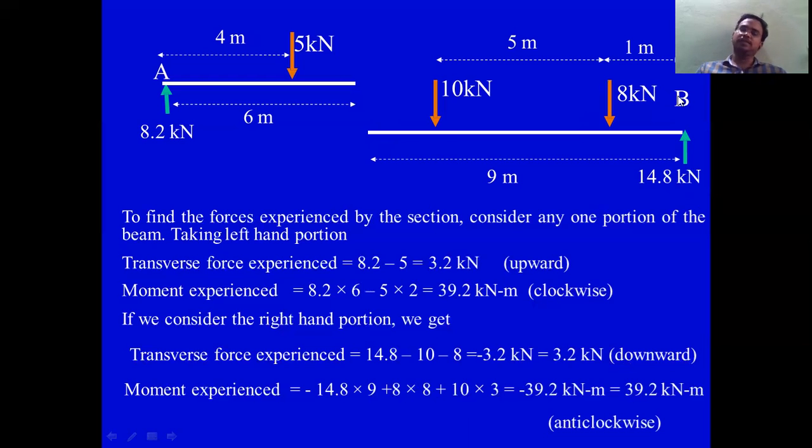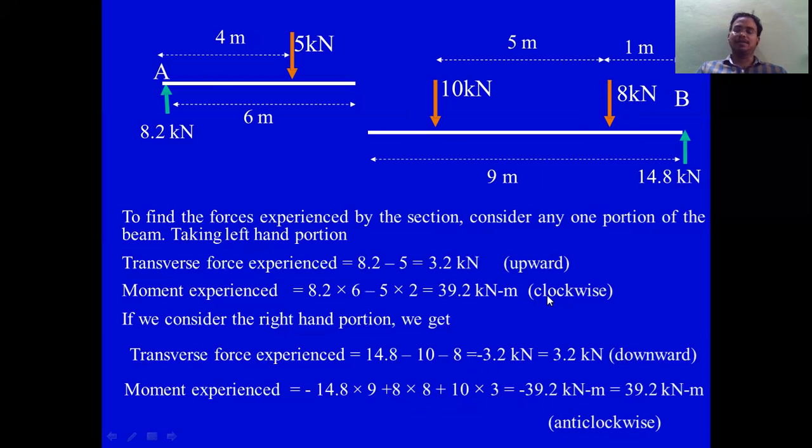14.8 kilonewton into 9, anti-clockwise, is negative. Next, clockwise 10 into 9 minus 5 plus 1 is 3, so 10 into 3, plus 8 into 8, since 5 plus 3 is 8. So 8 into 8 and 10 into 3. Just calculate the moment. That's it. We got a magnitude with a minus sign, so the negative sign indicates that the direction is anti-clockwise.